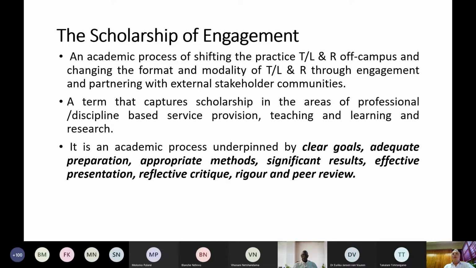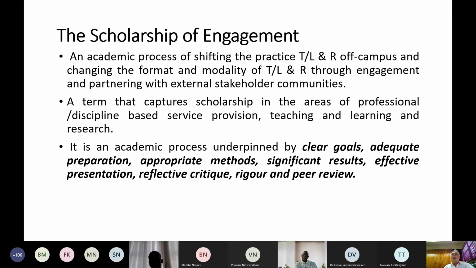A term that captures scholarship in the areas of professional, this is our interpretation of professional discipline-based service provision, teaching, learning, and research. Now, if we want it to be scholarly, it must be underpinned by clear goals, adequate preparation, appropriate methods, significant results, effective presentation, and reflective critique, rigor, and peer review.